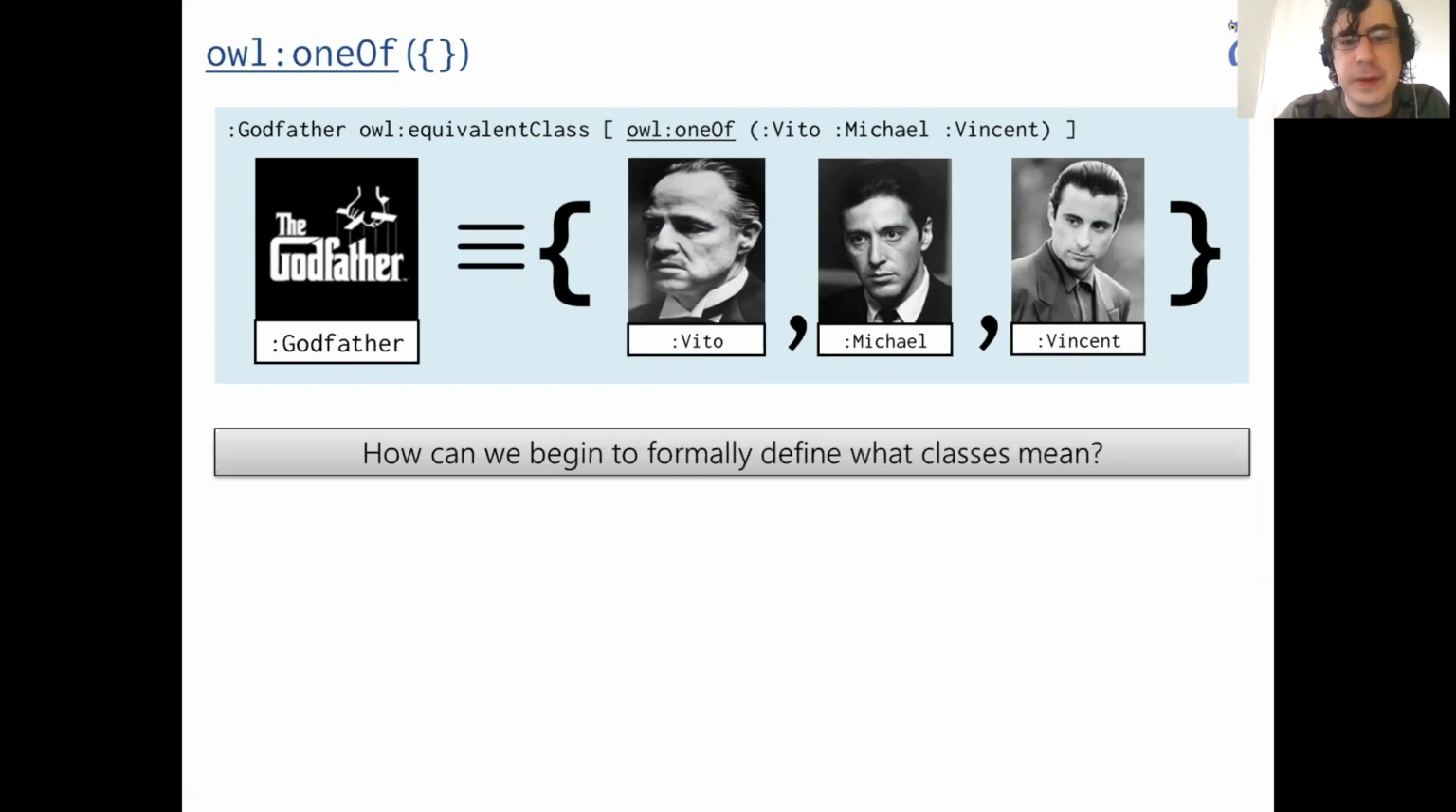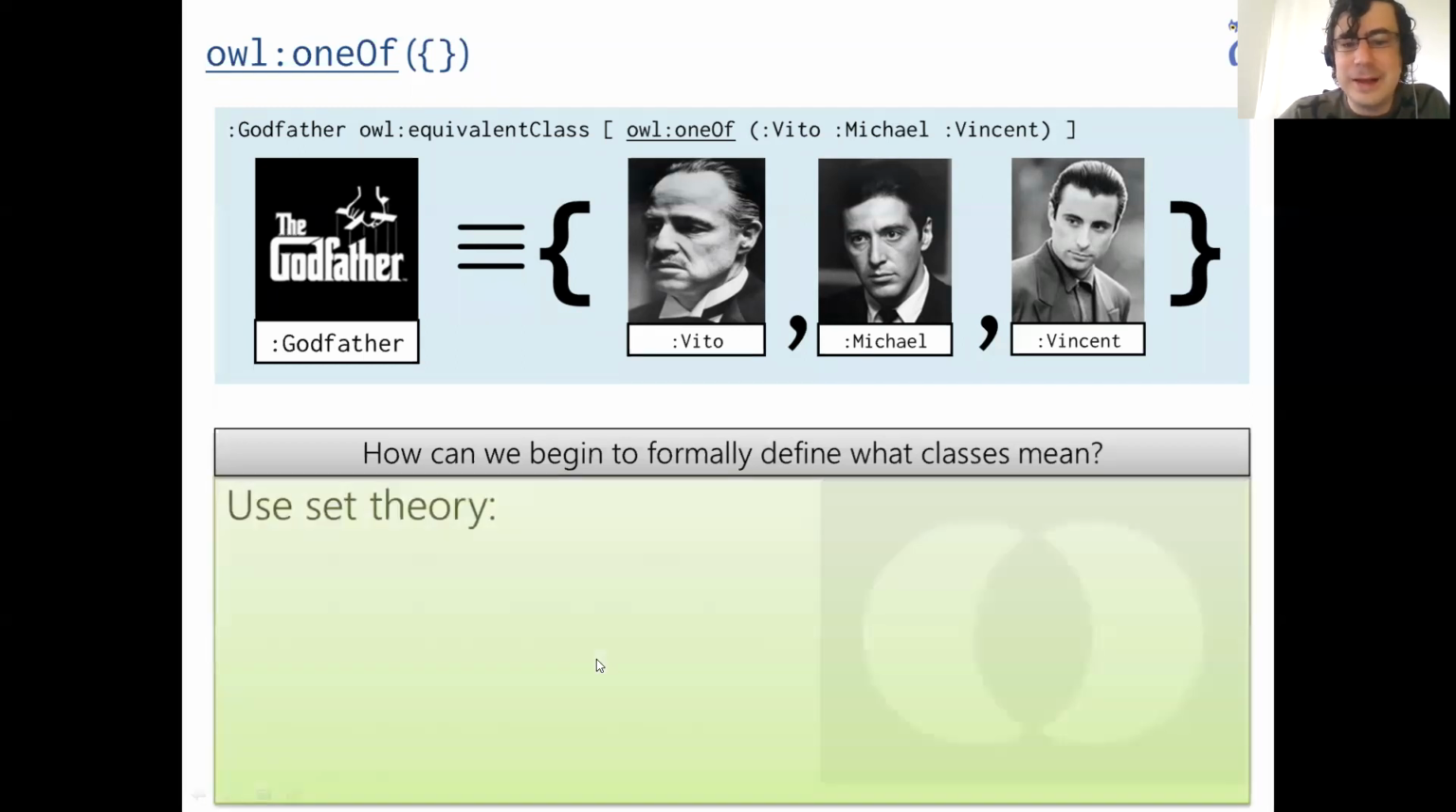So if that's the case, how can we begin to formally define what classes mean? What we mean by formally define, in general, when we talk about mathematics or logic, is we define something in terms of something else that's already defined, right? And the idea here is kind of already implied by the notation: essentially the class is like a set. It's like a set of things, right? And we have notions of equivalence of sets, containment of sets and so forth, elements of sets. So maybe we can use set theory here.